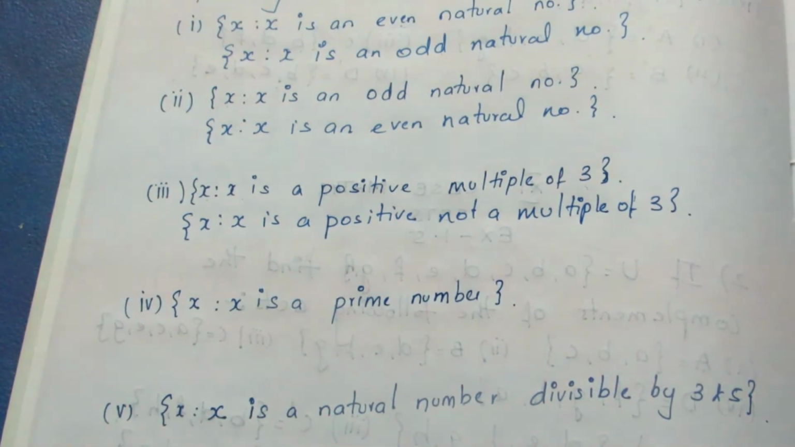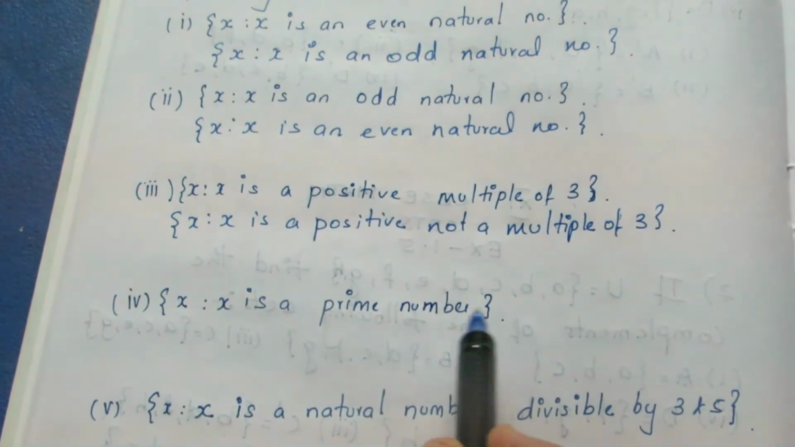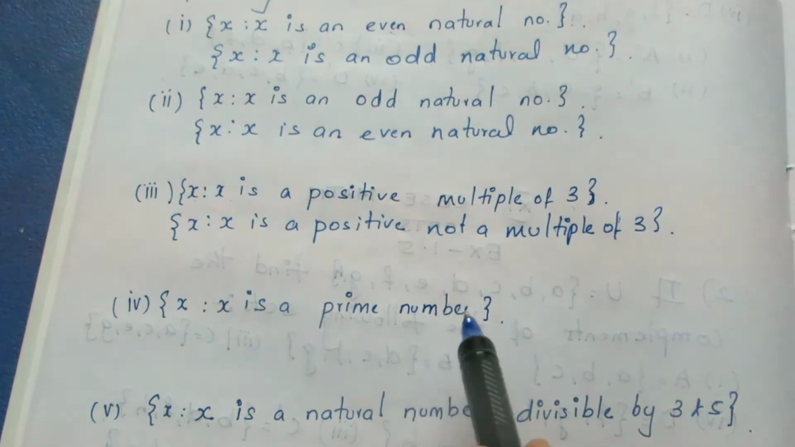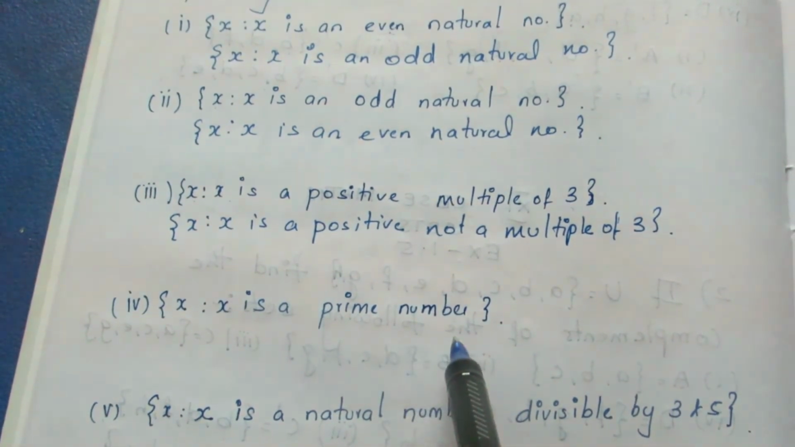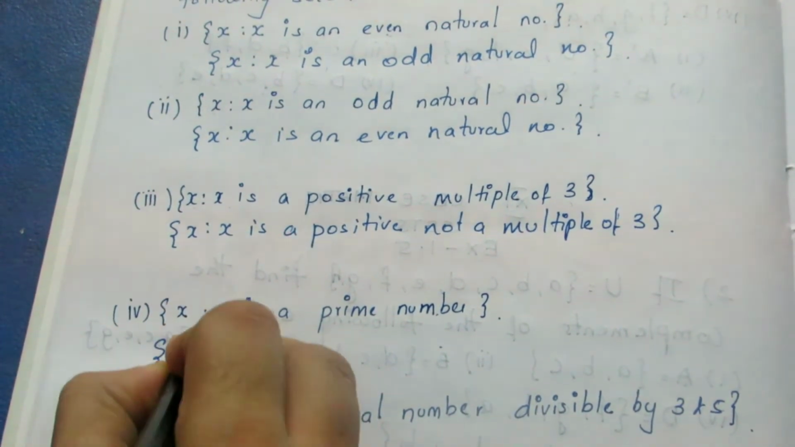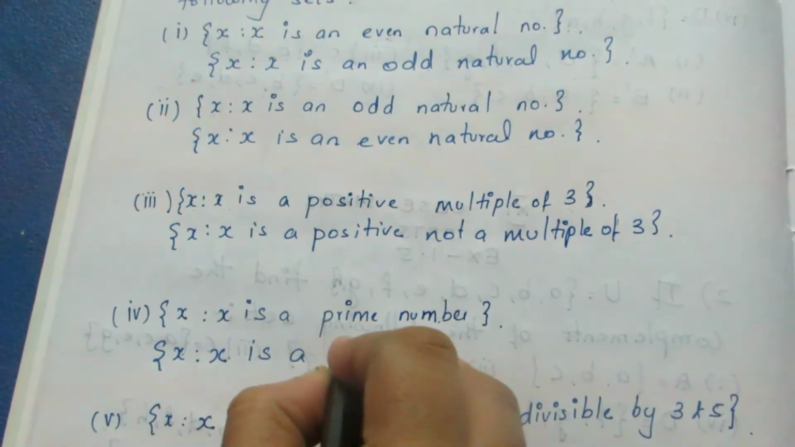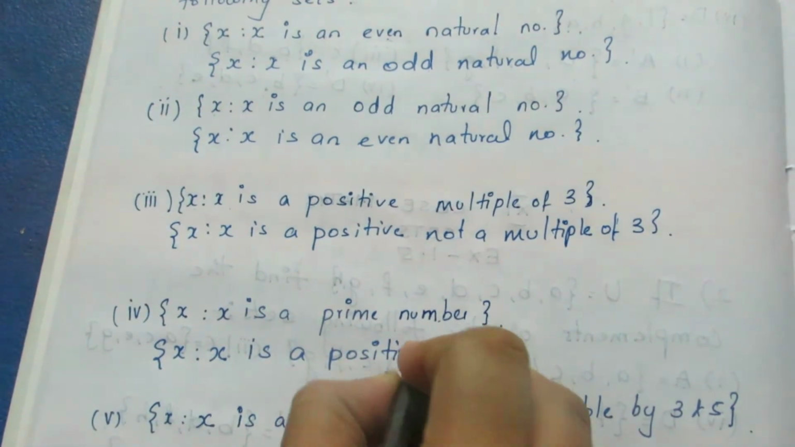We'll move on to the fourth one, x such that x is a prime number. So they have asked removing the prime numbers, what will be the rest? The rest will be the composite numbers, but there will also be 1 in it, because 1 is neither a prime nor a composite number. If we write it to be a composite number, 1 will not be included in the composite numbers. So we need to write x such that x is a positive composite number, because it is a natural number.